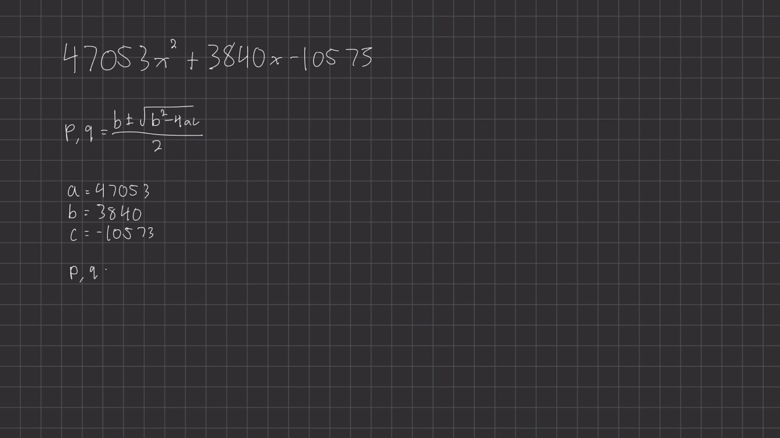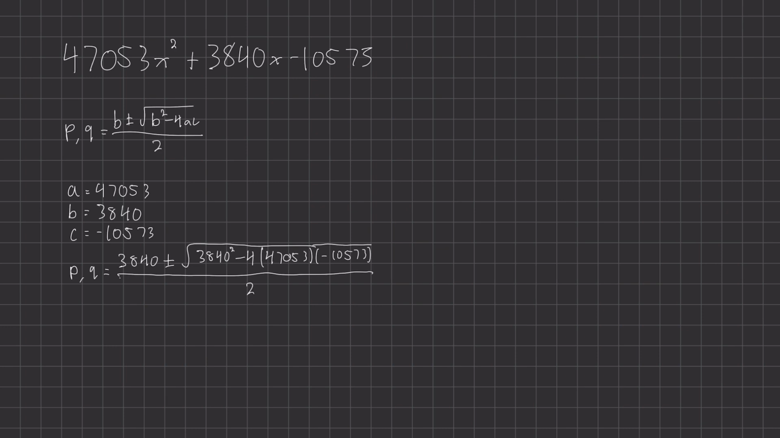So our values p and q are going to be equal to 3,840 plus minus the square root of 3,840 squared minus 4 times 47,053 times negative 10,573. I had to make the square root longer. It's going to be all of this divided by 2.